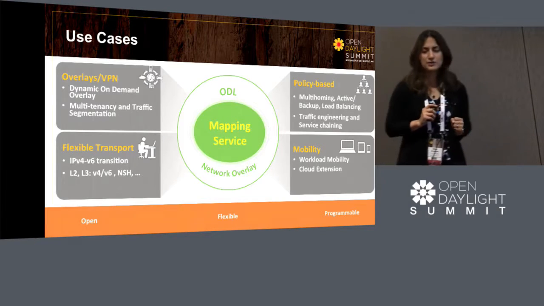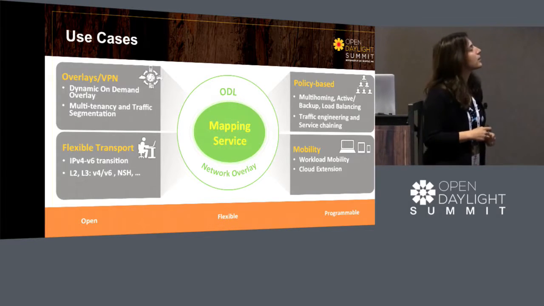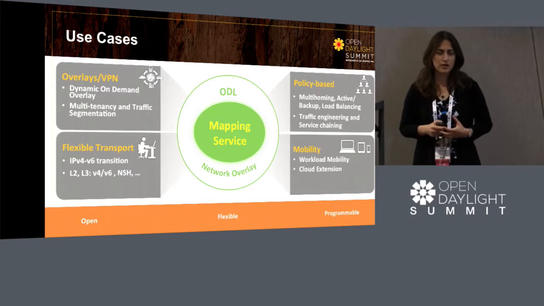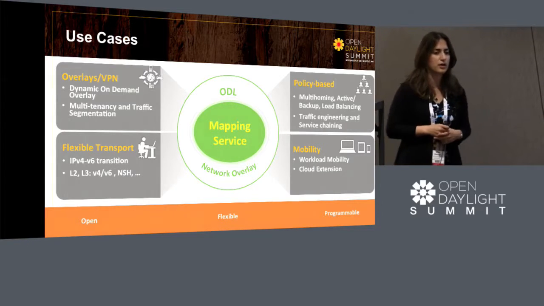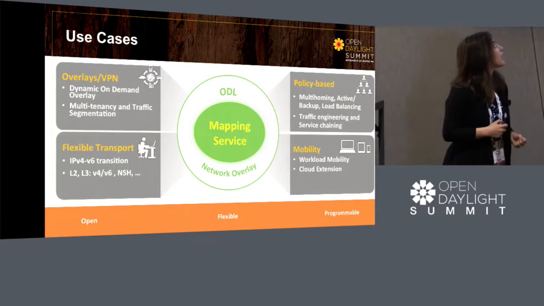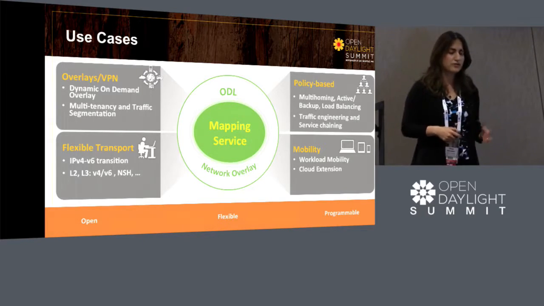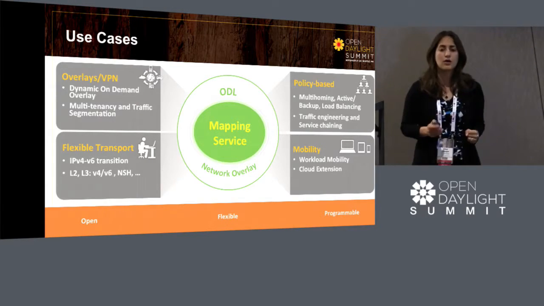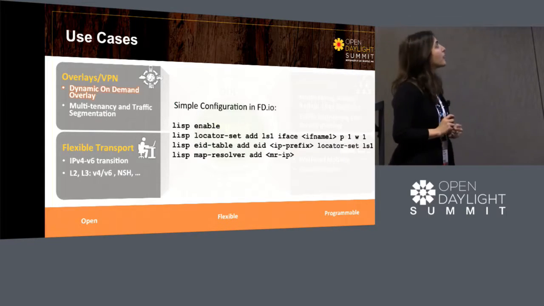And now with that, I think we can get into the use cases, actually. So I've grouped the use cases into 4 buckets. First, the basic overlay and VPN scenarios. And then we look at the policy-based forwarding scenarios, such as multi-homing and traffic engineering. Then we look at use cases that are relevant to the flexible transport. An example of that is IPv6 transition. And lastly, mobility-related use cases, so workload mobility, cloud extension, and so on.